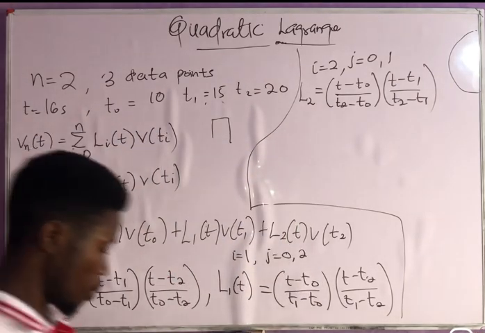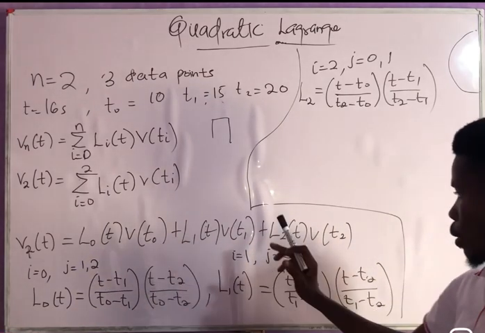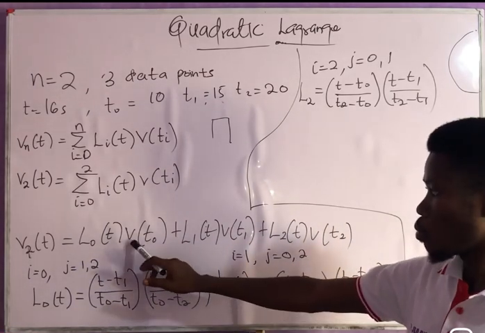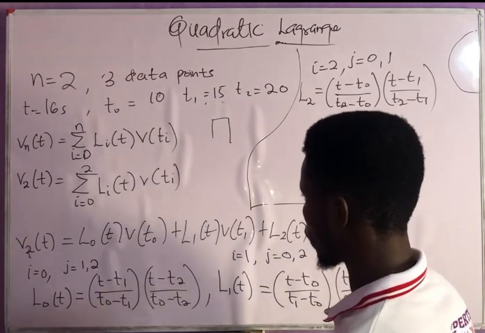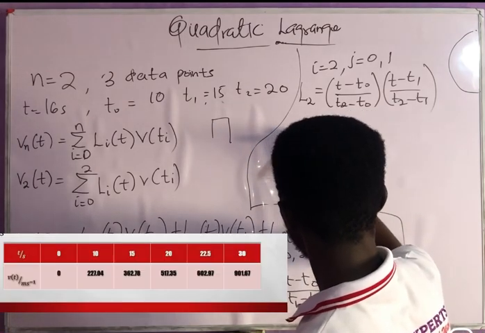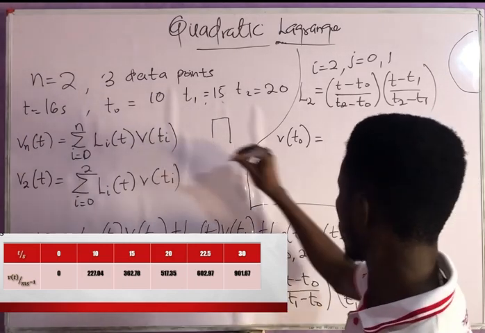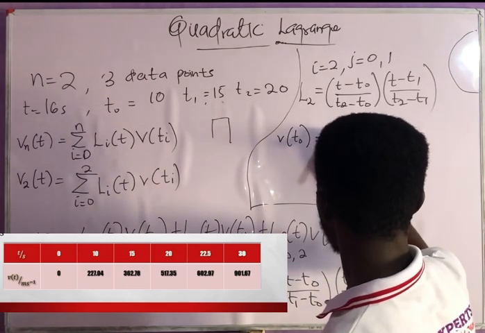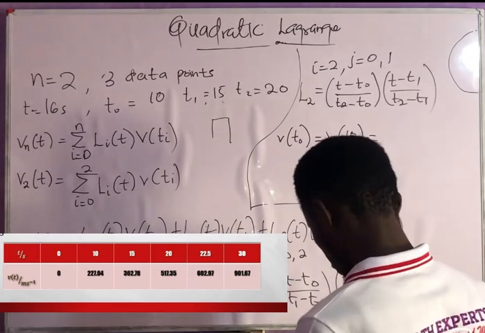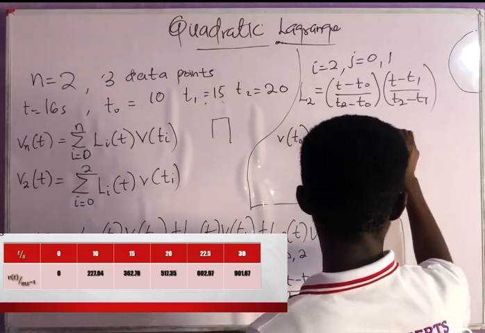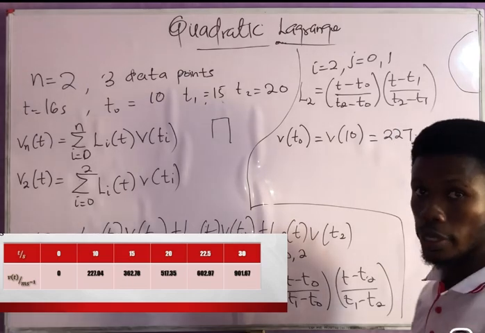So per the formula, we have L0, L1, L2. Now we have to look for v(t0), v(t1), v(t2). How do we get that? v(t0) is equal to, remember t0 is 10, so that will give us v of 10. And 10 corresponds to what in the table? 10 corresponds to 227.04 on the table, right?